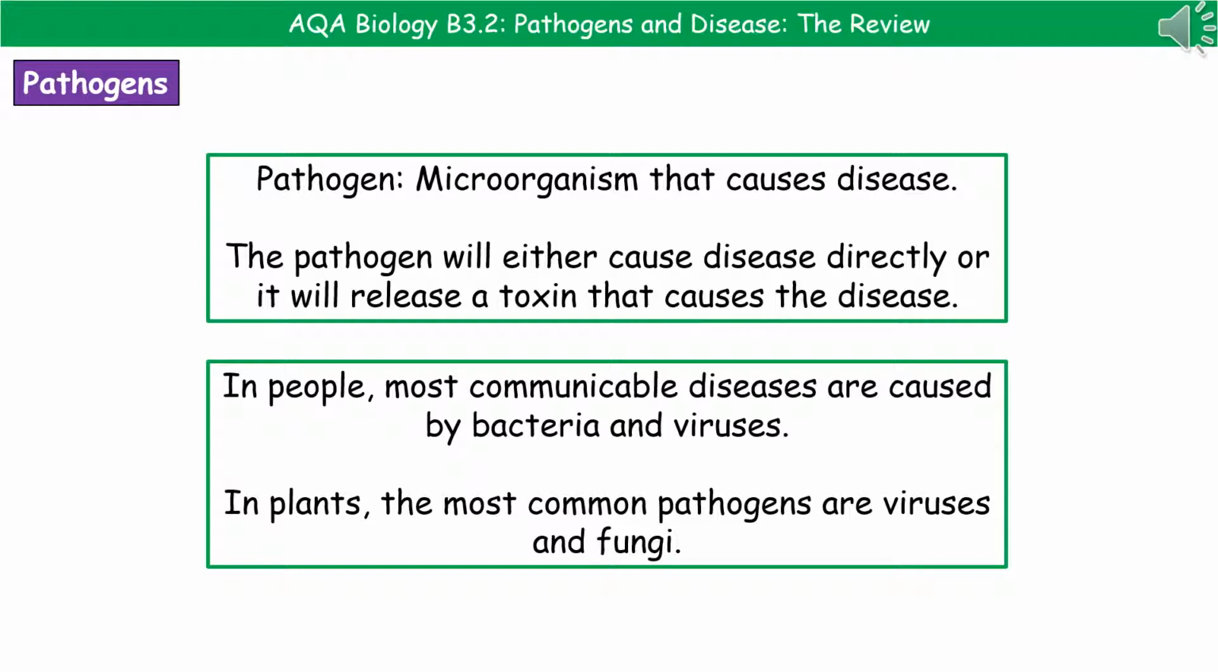If we think about the types of pathogen that are likely to be responsible for communicable diseases in plants and animals, we see a bit of a variation here. So in people, most communicable diseases are caused by either bacteria or viruses, whereas in plants, most of them are caused by viruses or fungi.